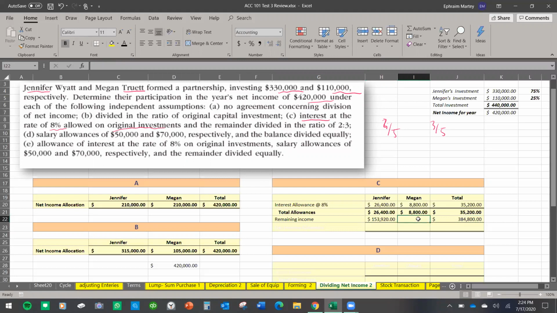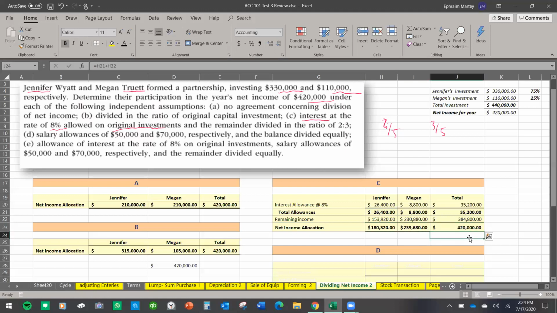Okay, we are going to do the same for Megan. Megan is having 3 divided by 5 multiplied by the net income. Okay, now let's see how much each of them got. Their total allocation, net income allocation. So they got allowance plus this, so that is her total. We drag this, that's her total.